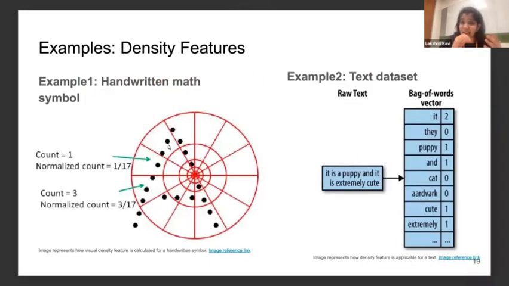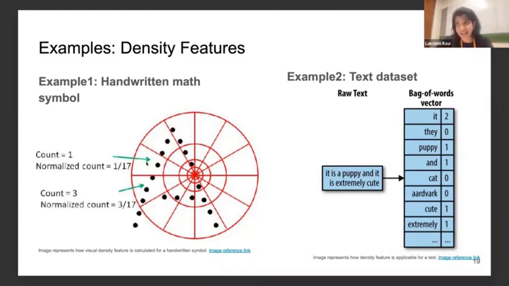The second category, as I mentioned, is density features. As you can see, for an image and for a bag of words, how many times a particular keyword was present, or for a handwritten symbol, we are spreading it out in circles and saying in this particular bin, how many of the points were present. So here I'm saying that one of the 17 points was present in the third circle, second bin, or something.